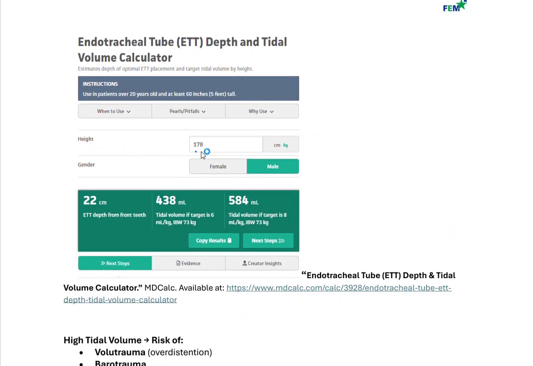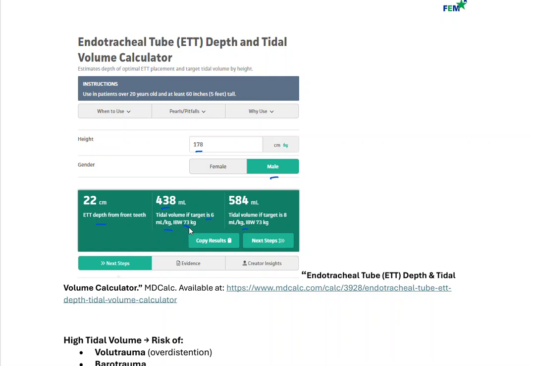So if you put the height in centimeters and you put the gender, male, it's going to tell you how deep your ET tube should be in front of the teeth, and it's going to give you the tidal volume at 6 mL per kg, and it's going to give you 8 mL per kg of tidal volume. So that means whatever tidal volume you are setting, it should be between this range. And of course, if the patient has ARDS, you might even need to go lower, close to 4 mL per kg of the ideal body weight in those patients.